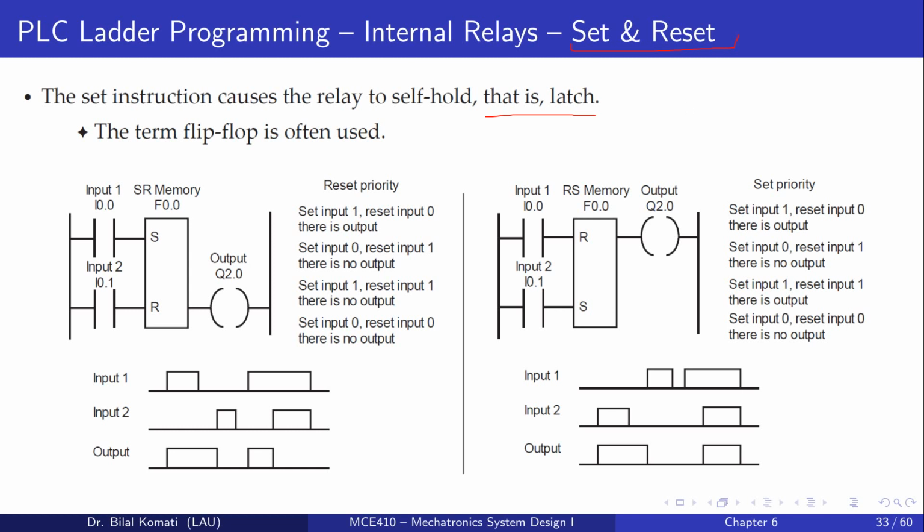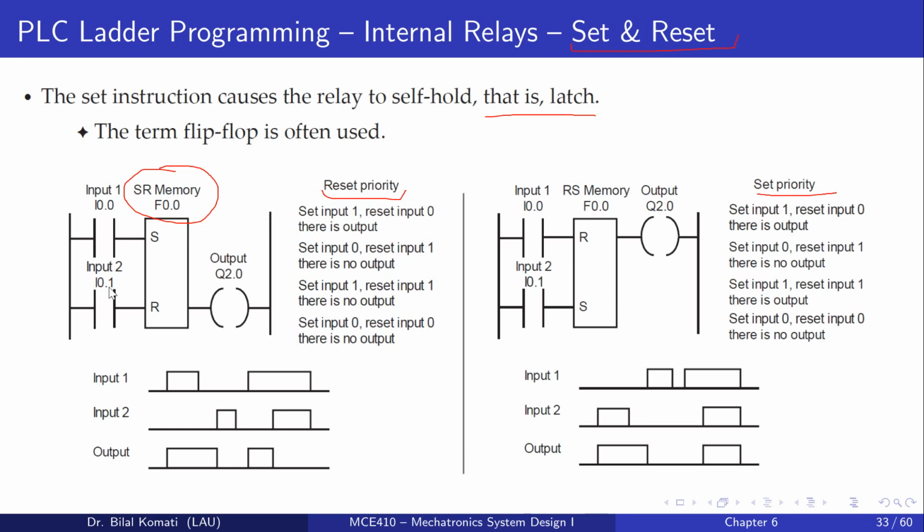So the idea is that if we have two inputs here and we are controlling a block, this block contains internal relays, so we can use it in the following way. Either the reset is a priority or the set is a priority, so we have two options.